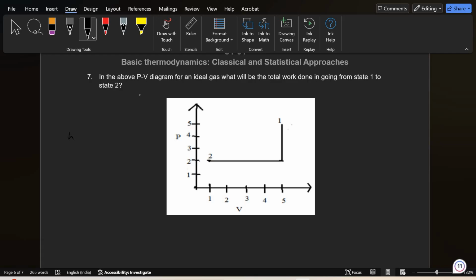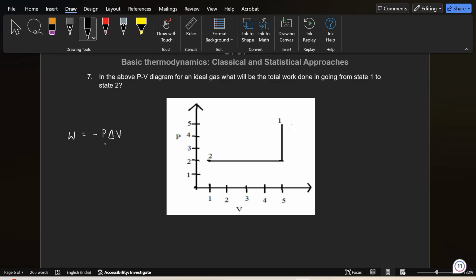Here as well, what is the work done formula? Minus P into delta V, right? Yes, sir. Okay, so you have a PV graph. P value you have. And what is delta V?